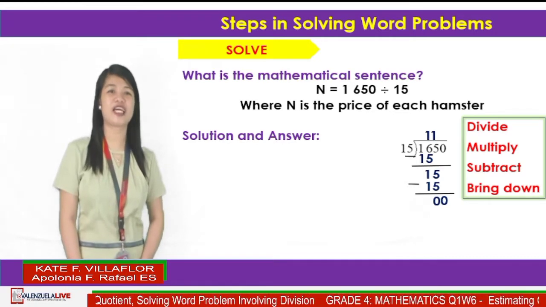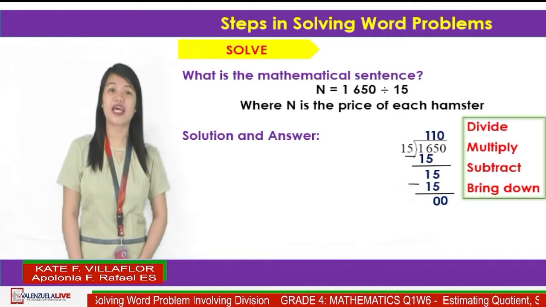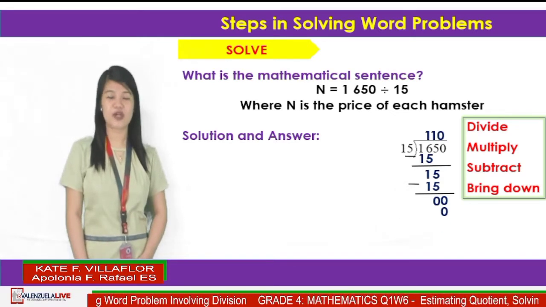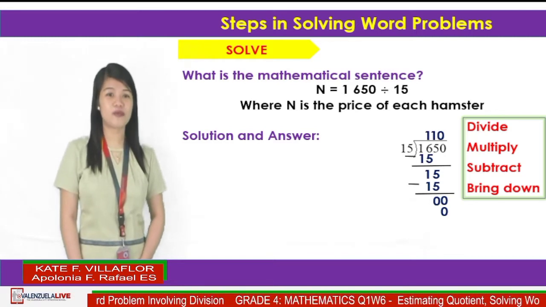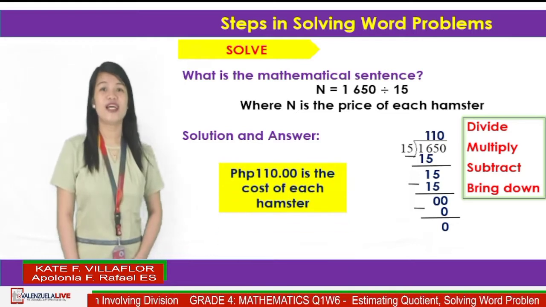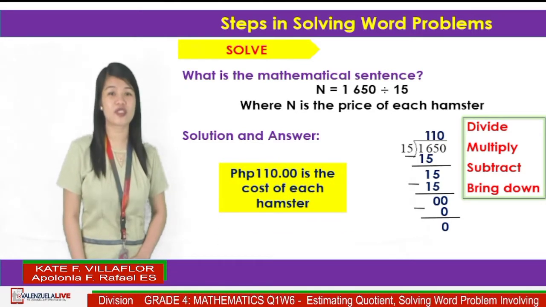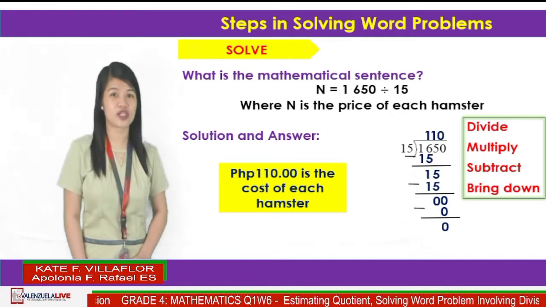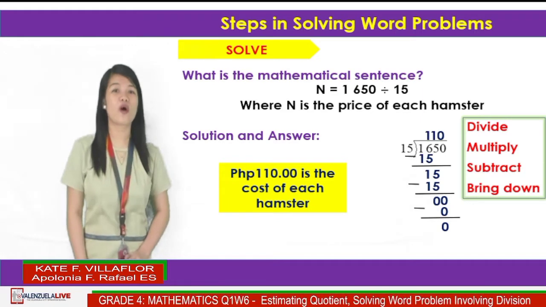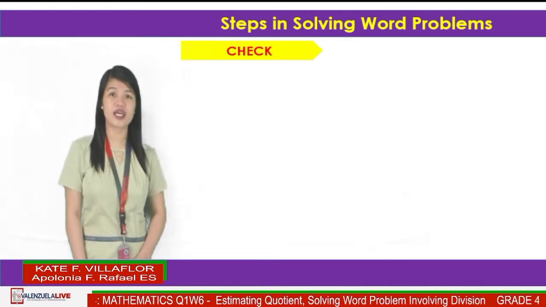Okay, good job. The answer is 0. And then 0 times 15. The answer is 0. Then subtract 0 minus 0. The answer is 0. Therefore, 110 pesos is the cost of each hamster. The answer is 110. Let's check if the answer is correct.